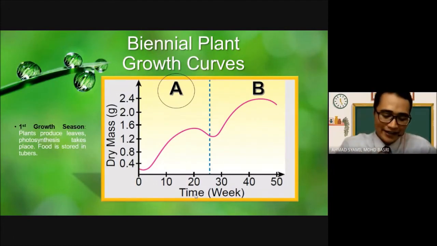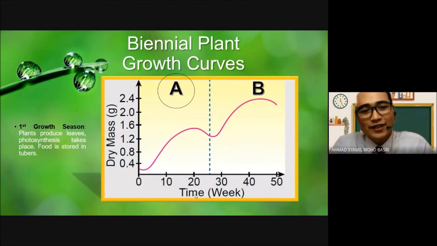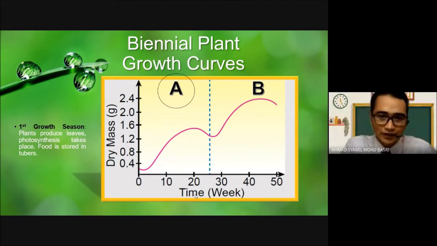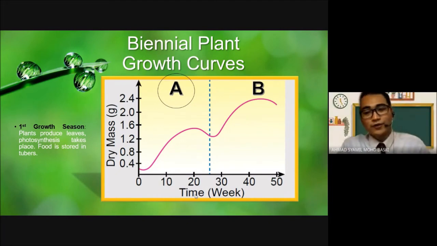Yes, that's correct, Aina. This is the first growth season. The plant has produced leaves and photosynthesis has taken place. When the graph is decreasing, it is because the food is stored in the tubers. So well done, hibiscus group, and well done to all of you. You have answered all the questions and the activity correctly. Give a pause to all of you.